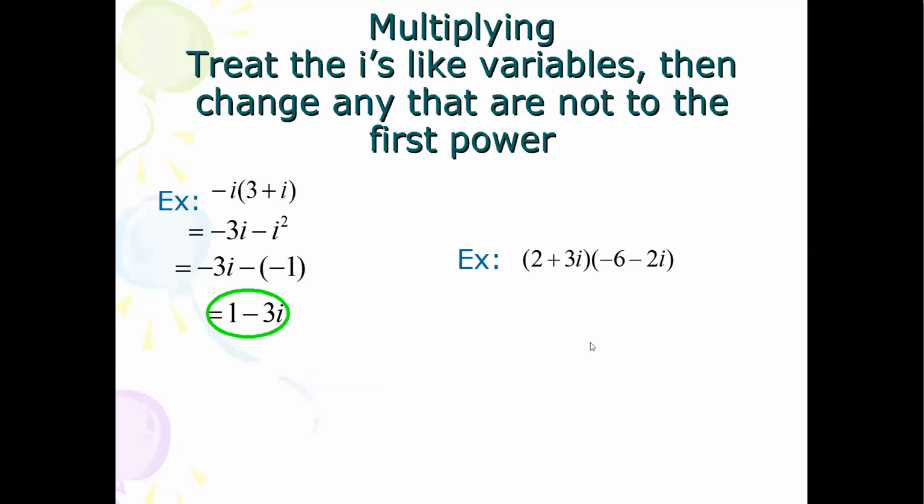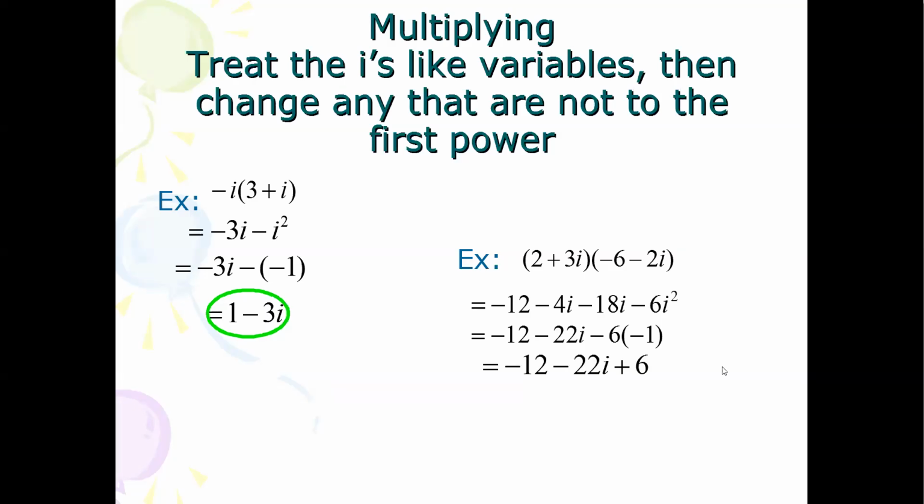Look at this one. It's like 2 binomials now. You're multiplying, treating i just like x's. But when you finish, you notice this i square at the end there. You have to simplify that a little further. So you know that i square is minus 1. So you continue your simplification, and you get that.